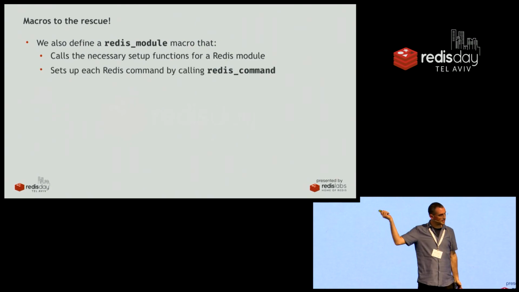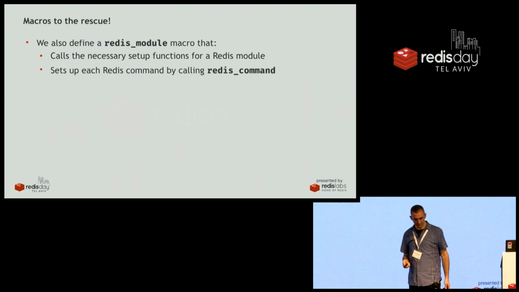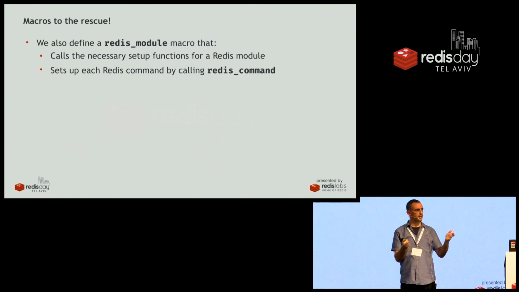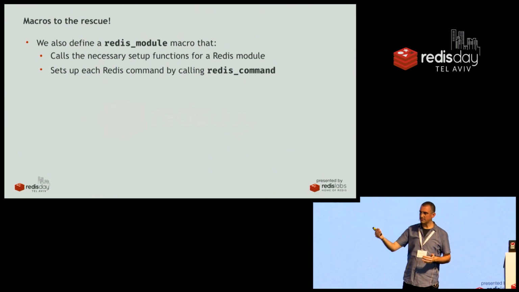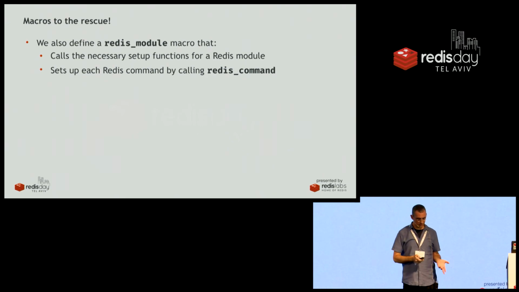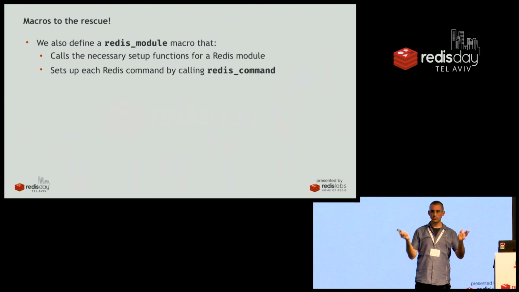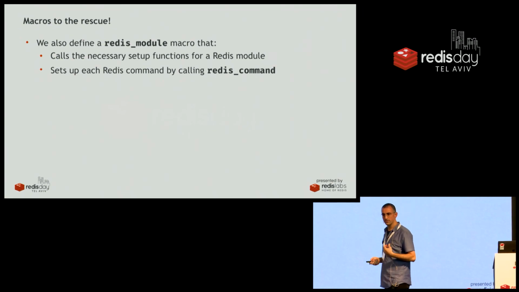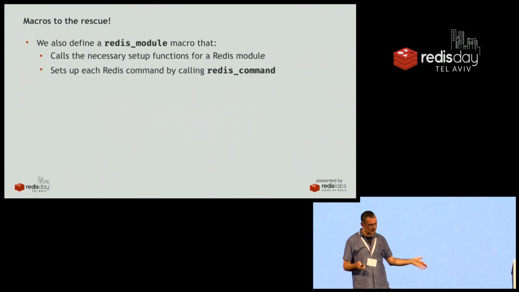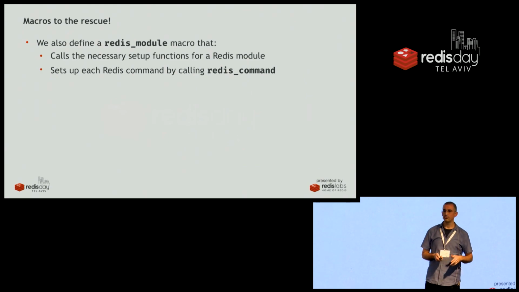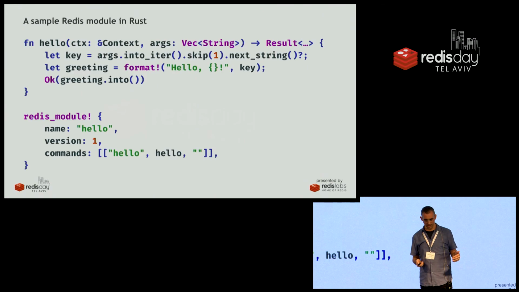And we can create an additional macro called Redis module that calls the necessary setup functions. For example, every Redis module, as Loris mentioned, needs to call a Redis module on load, and there's also Redis module init, and there's all kinds of boilerplate stuff we need to do. We can hide all this inside a Redis module macro that will do the boilerplate for setting up the module, and it will also call the Redis command macro. Macros can be recursive to set up all the commands that we want to define.